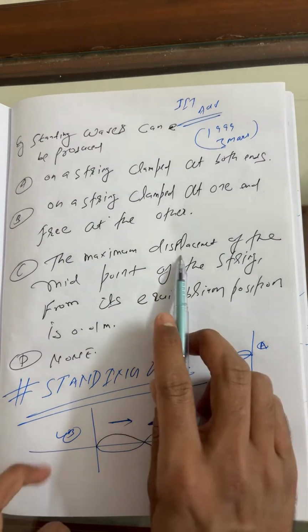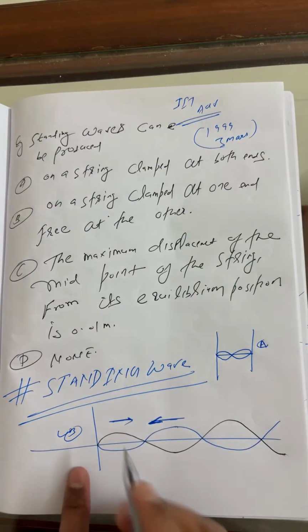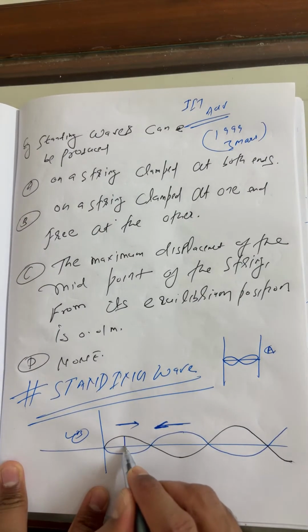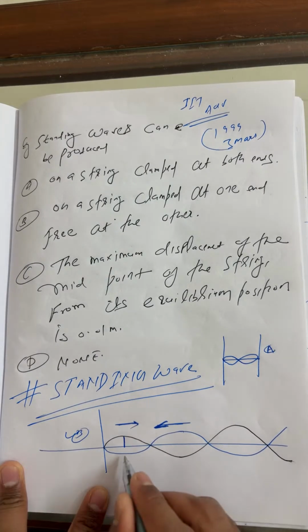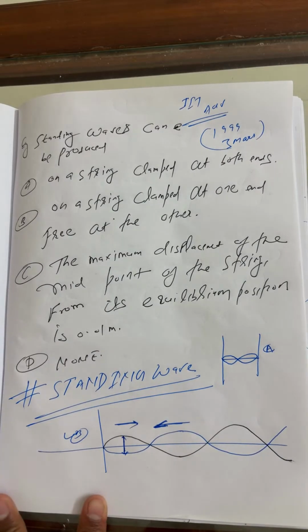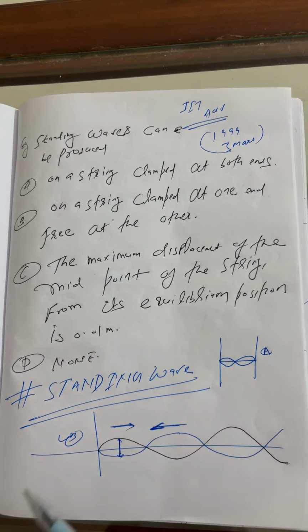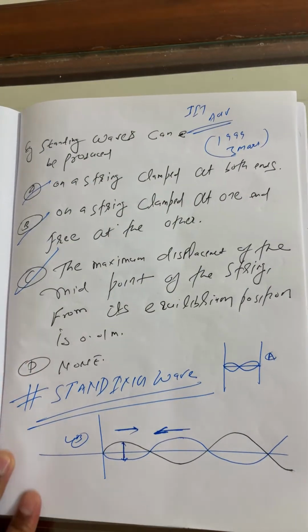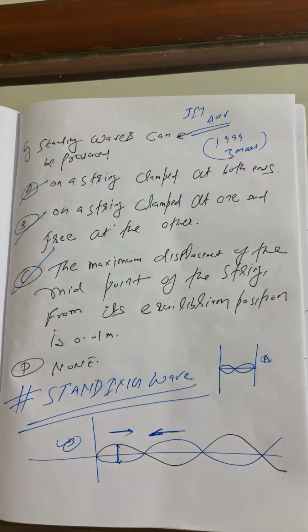Third is maximum displacement of the midpoint. Correct. This is the maximum displacement, which we are calling antinode. So you can say the options A, B, and C are correct. These are all correct.